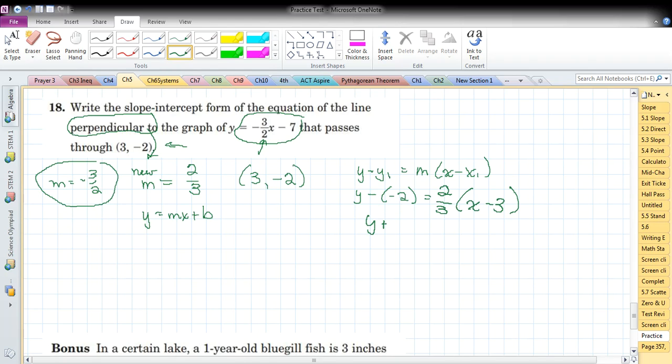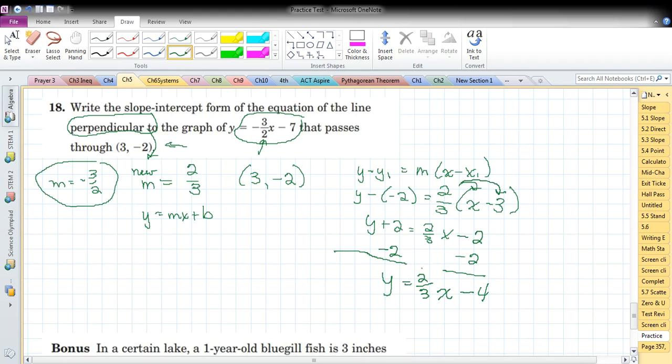So y plus 2 is equal to 2/3. We're going to go ahead and use distributive property here. 2/3 x and 2/3 times negative 3 is minus 2. The 3's will cancel. And it says slope-intercept form, so I need to get rid of this 2 over here. And I end up with y is equal to 2/3 x minus 4. And it's asking for slope-intercept form, and that is slope-intercept form, so I am done. That's 18.